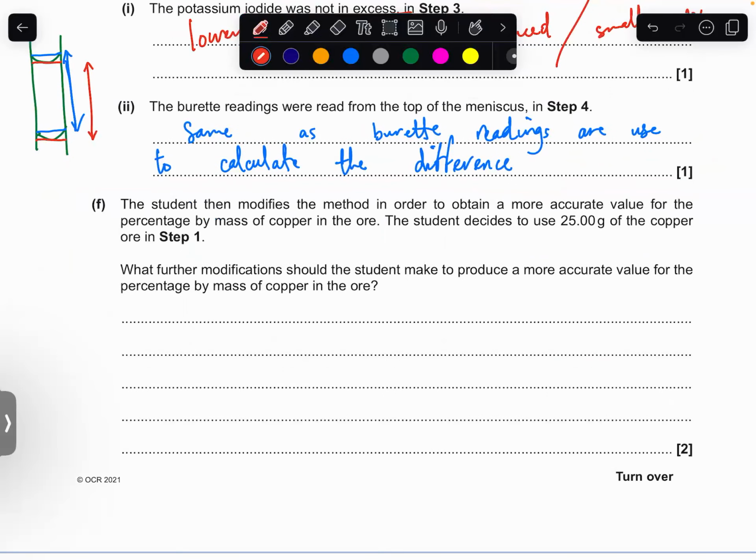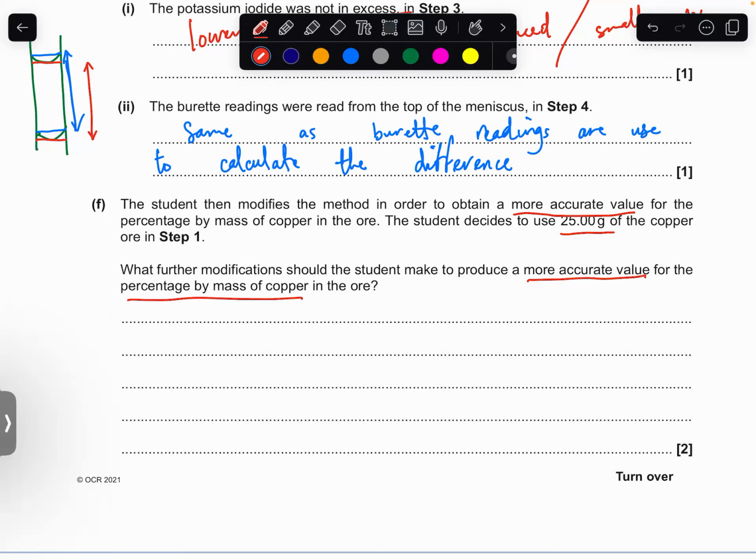The student then modifies the method in order to obtain a more accurate value for the percentage by mass of copper in the ore. The student decides to use a 10 times greater mass of copper ore. What further modifications should the student make to produce a more accurate value for the percentage by mass? If you look at the titration procedure, there's quite a few things you could do.